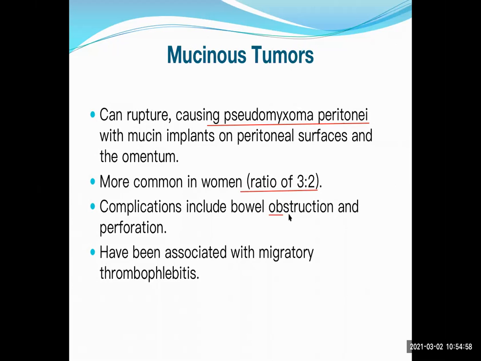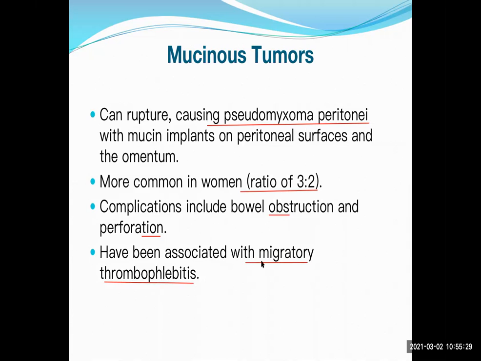Complications include bowel obstruction and perforation. In the beginning, definitely there will be bowel obstruction, and later on, if that is not handled in time, it can also lead to perforation, and it has been associated with migratory thrombophlebitis, which is known as Trousseau syndrome. Now, this Trousseau syndrome is also quite commonly seen in pancreatic carcinoma. I'll talk about that later on in the topic of pancreas.